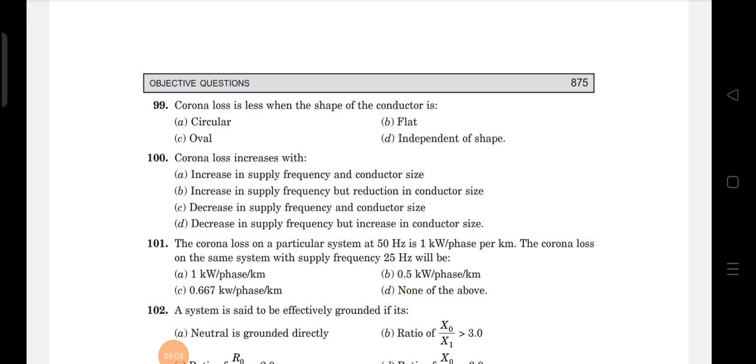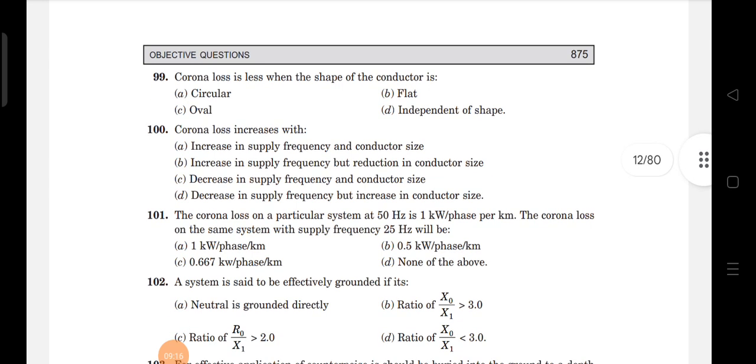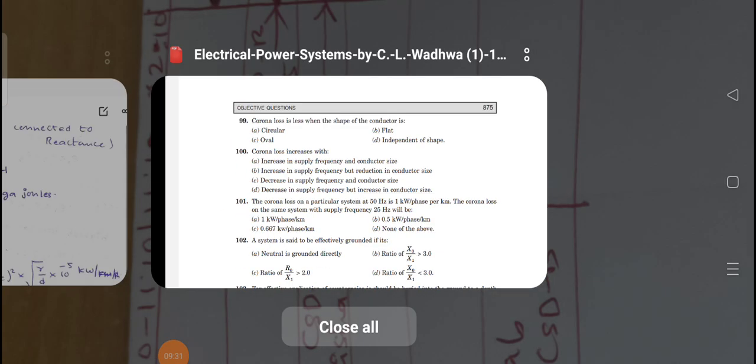Question: corona loss increases with, okay, first option, increase in supply frequency and conductor size. Second option, increase in supply frequency but reduction in conductor size. Third option, decrease in supply frequency and conductor size. Fourth, decrease in supply frequency but increase in conductor size. Now see the formula for corona loss.